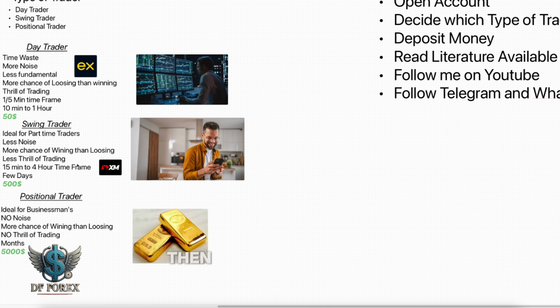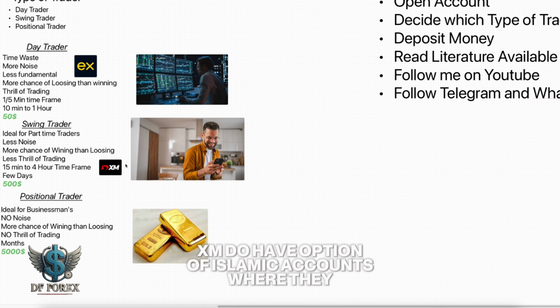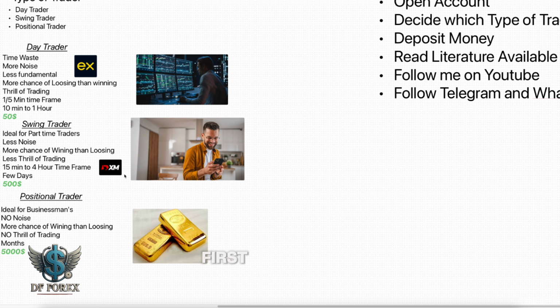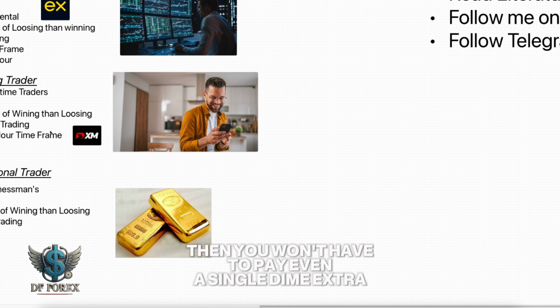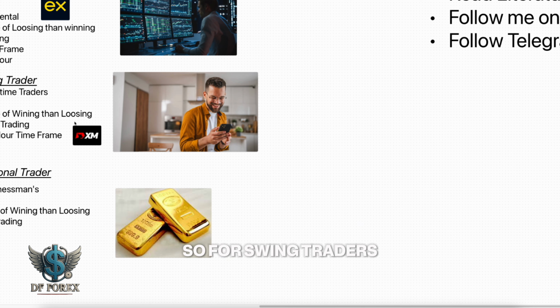And if you are a swing trader, then I would recommend you to use XM. XM does have the option of Islamic accounts where the swap fee is waived off. First you open the account on XM, then you click on the options button and convert the account to Islamic. What an Islamic account essentially means is there will be no swap fee, the fee that you pay after 24 hours will be removed. So even if your trade keeps on running for 1 month, you won't have to pay even a single dime extra. So for swing traders, the best broker would be XM.